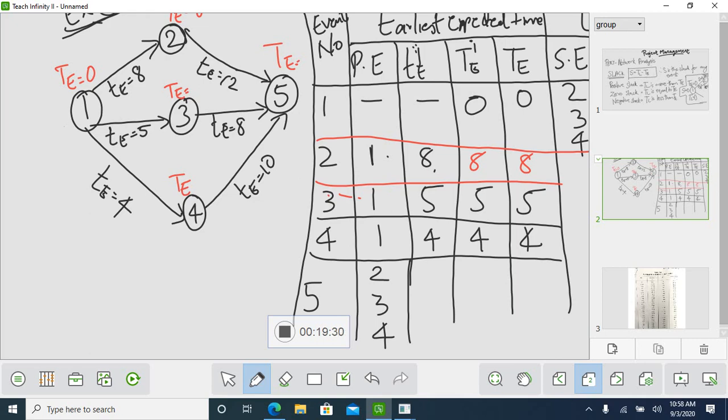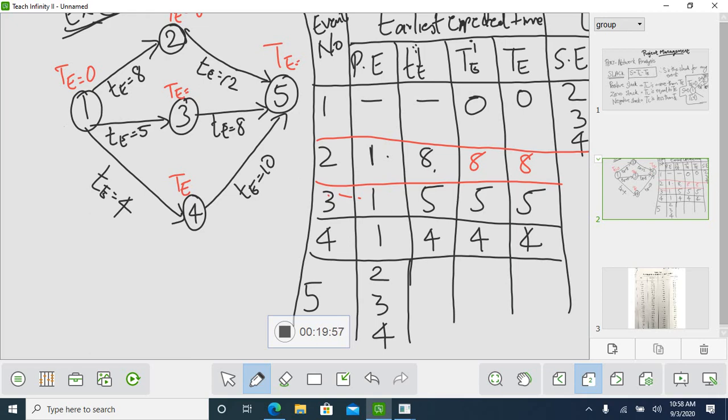If you take earliest expected time and time computation, we have seen 2 chapters already. So in these 2 chapters, you have to draw this tabular column for finding TE and TL. So if you see, for 5 the immediate predecessors are 2, 3, 4. Okay. So coming to 2, 3, 4, what is your TEIJ?